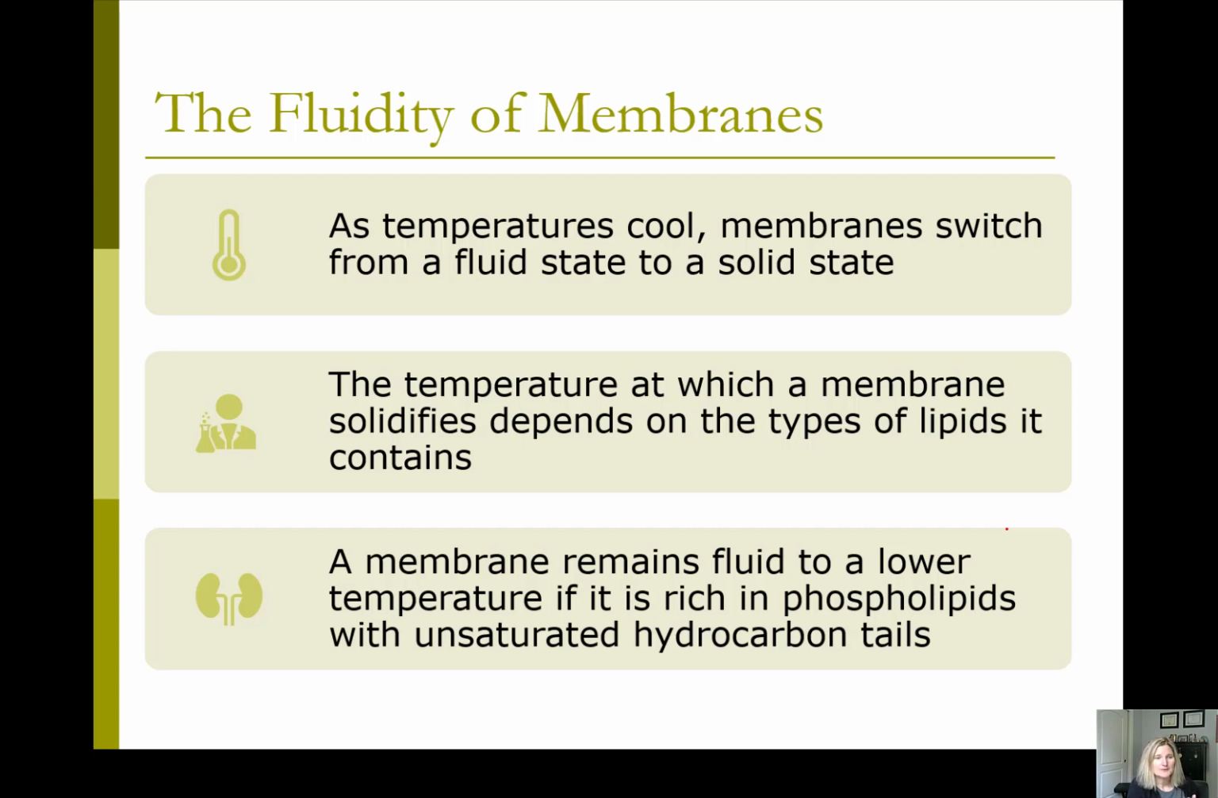The temperature at which a membrane solidifies depends on the type of the lipids it contains. A membrane remains fluid to a lower temperature if it's rich in phospholipids with unsaturated hydrocarbon tails. So this is important when we're talking about certain types of cells that can resist those cold temperatures. Okay, so they tend to have more phospholipids instead, and less of the proteins and things like that. So that could be useful in really extreme environments, where some fish live in very cold temperatures and they can survive just fine.